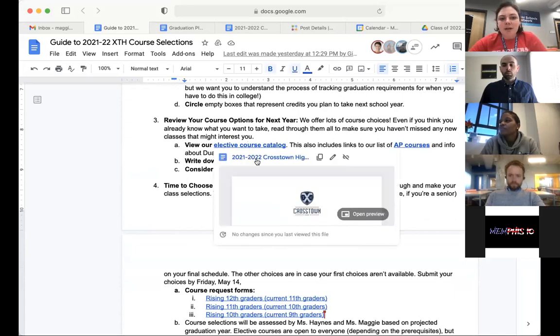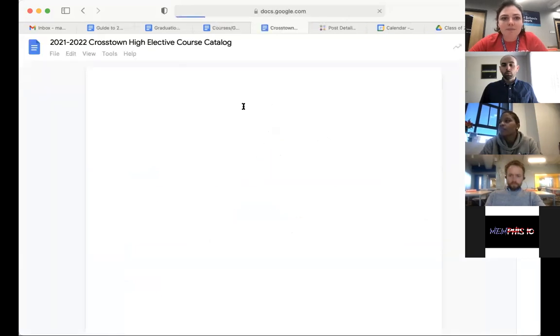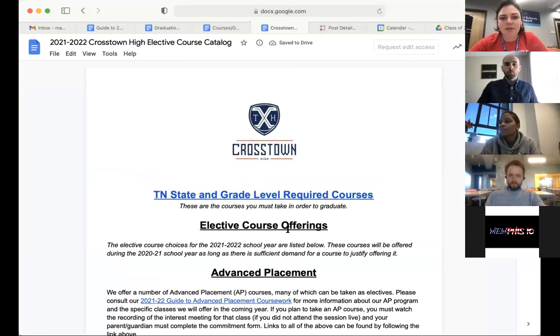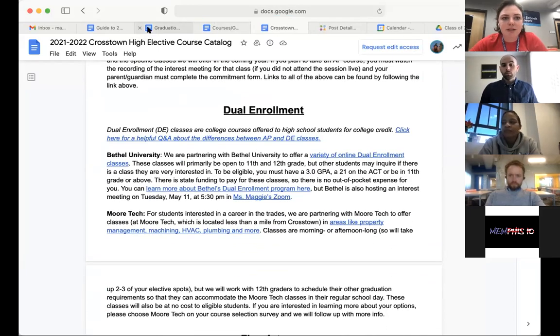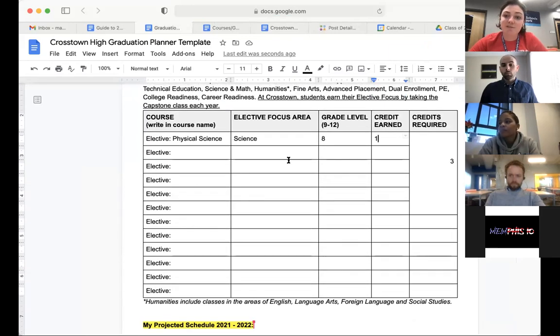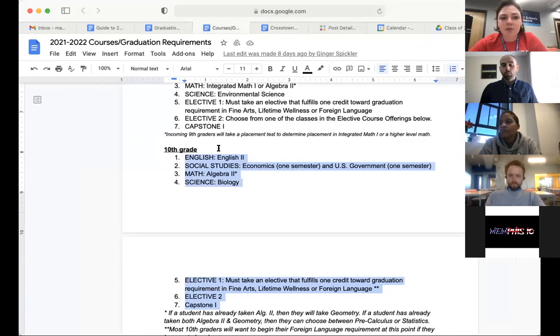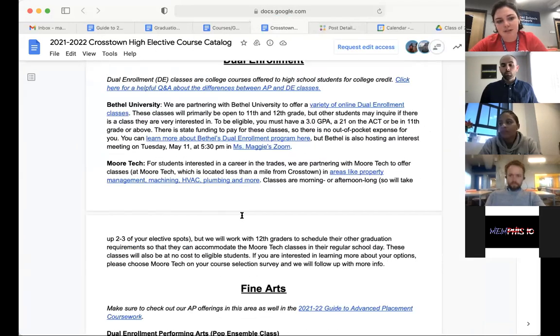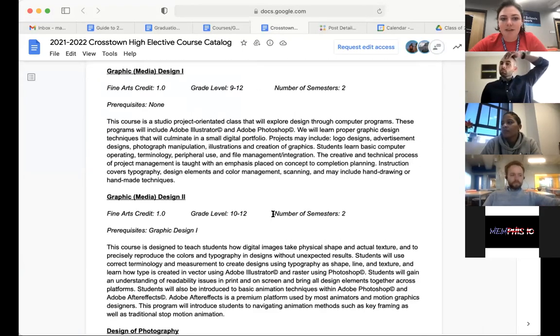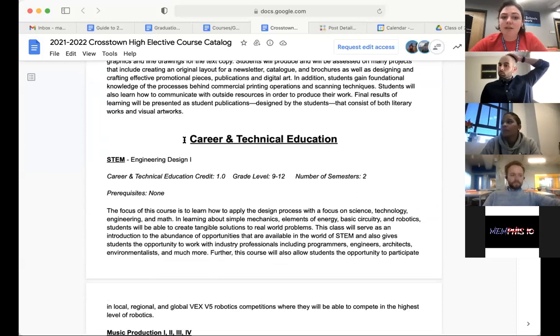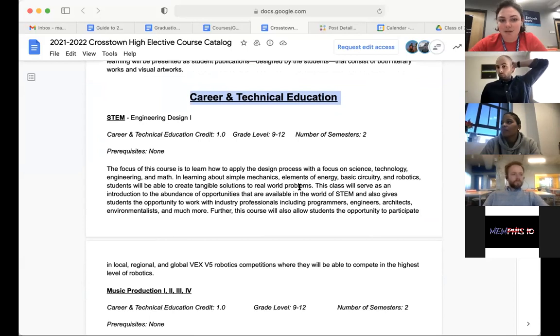Then you are going to open up the elective course catalog that is also hyperlinked in this document. I know that on the graduation planner, there's this weird area where electives are, where it says your elective focus area. If you're looking at the course catalog and your elective is underneath the fine arts section, you put fine arts as your elective focus area. If your elective is under the CTE title, then you'll put CTE as your elective focus area.